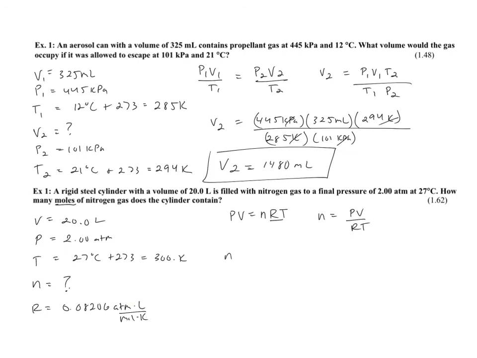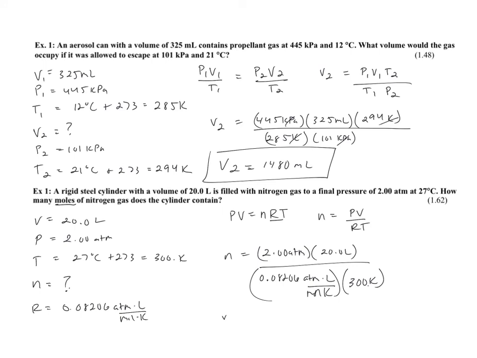So now we plug in. So my pressure is 2 atmospheres times my volume of 20 liters divided by R, 0.08206 atmospheres times liter per mole Kelvin, times your temperature. If we simplify that, we get 1.62 moles, and this is nitrogen gas, so we can put that there.